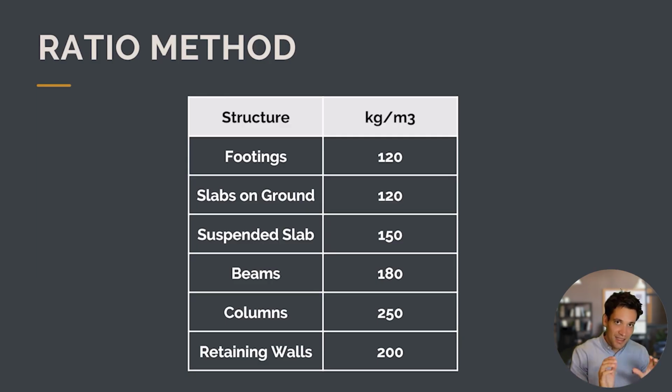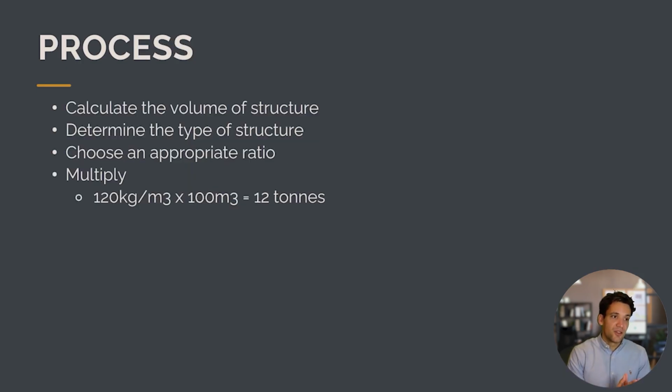You can then take these ratios and apply them to the volume of concrete. So how do you do this? You take the overall volume of the structure, you determine the type of structure, you choose an appropriate ratio, and then you multiply it.